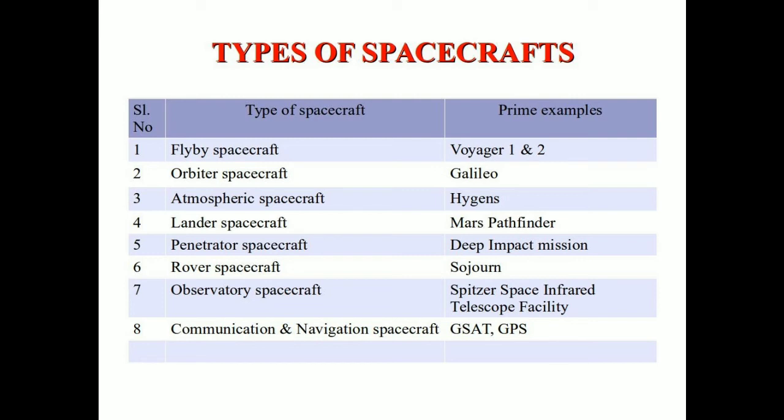Communication and navigation spacecraft. These are launched to Earth's orbit for improved communication and navigation facilities. For example, GSAT, that is geostationary satellites. These are India's indigenously developed communication satellites used for digital, audio, data, and video broadcasting. USA's GPS satellites are examples for navigation spacecraft.